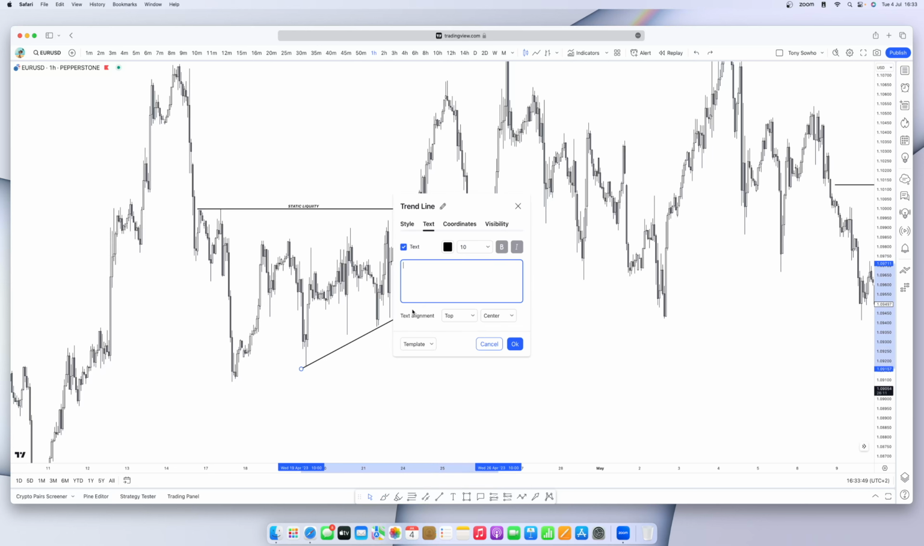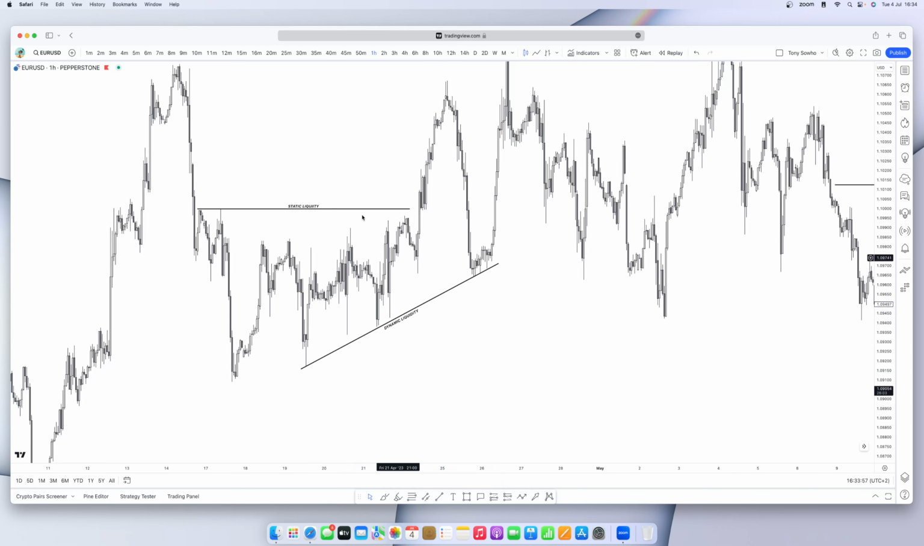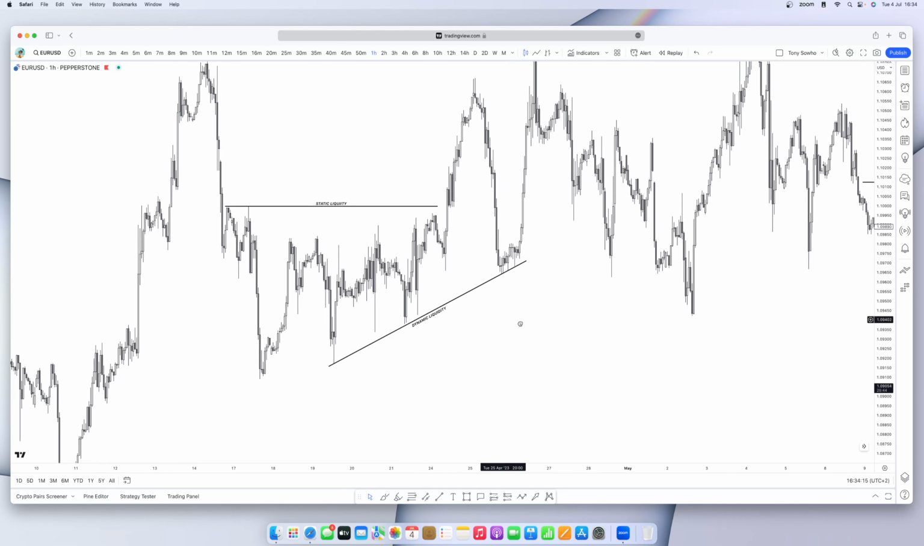So you're going to write dynamic liquidity. Now, in your homework exercise, I do not want you to send me two of these in one chart. If you are doing the homework exercise for static liquidity, make sure you're only sending me a static. I do not want to see any other type of liquidity there. Okay. So this is an example of a dynamic liquidity.